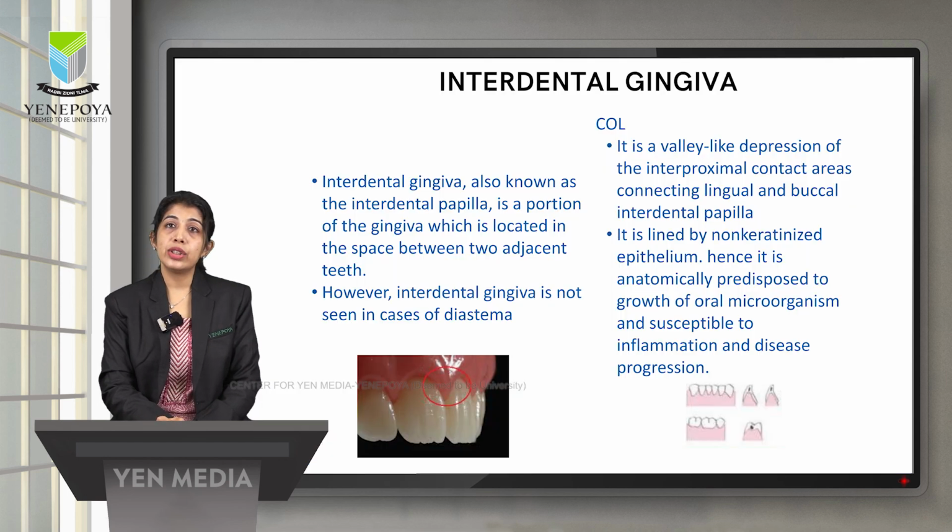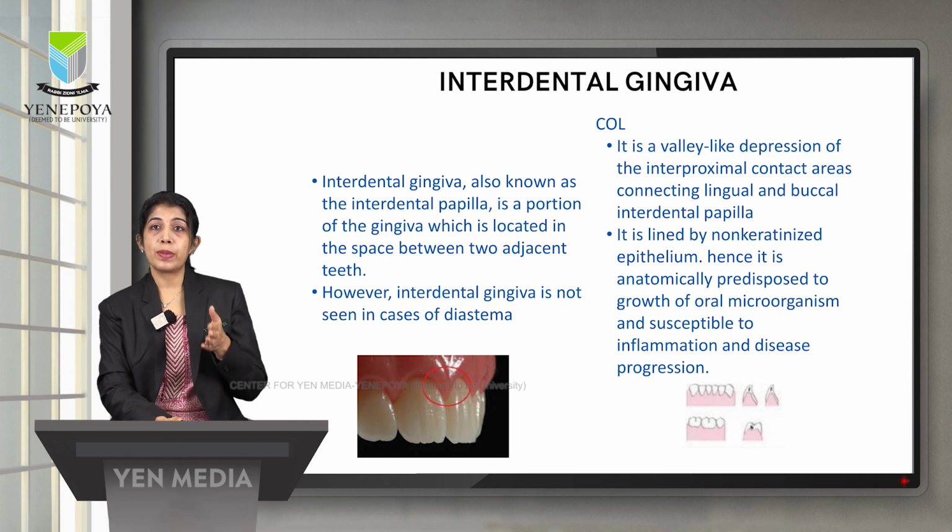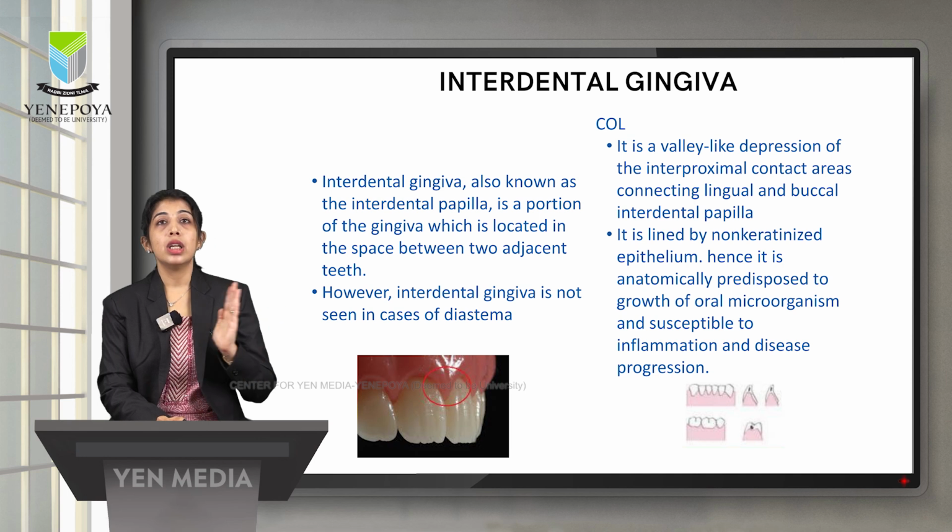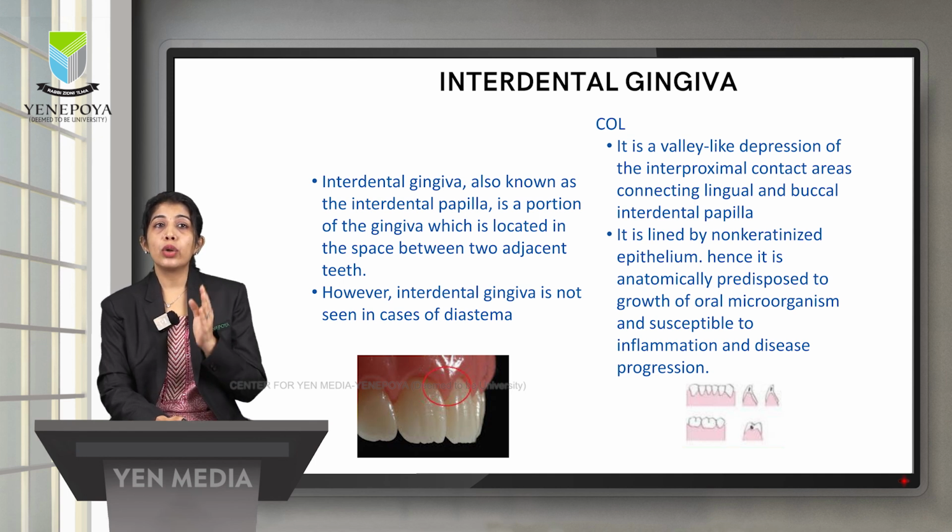Next is your interdental gingiva. There are two types, one that is present between the anterior teeth and one that is present between the posterior teeth. The one that is present between the anterior teeth is also called the interdental papilla. Okay? It's a tent shaped portion of gingiva. It is located in the space between adjacent teeth.